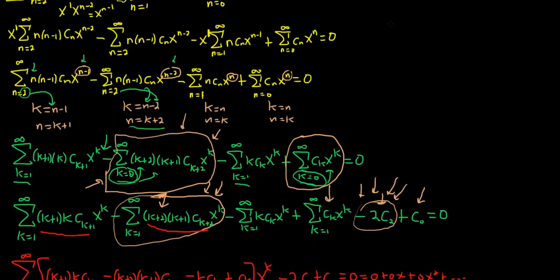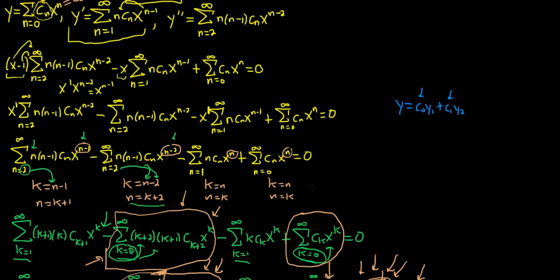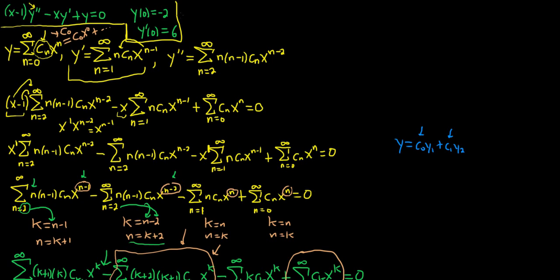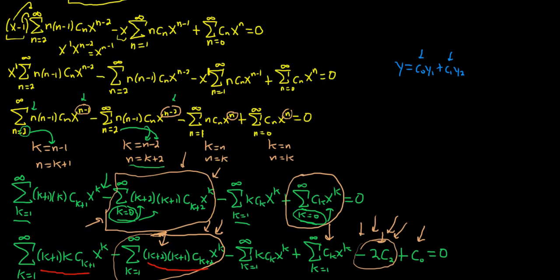So the final answer to this problem is y equals c sub 0 y1 plus c sub 1 y2. That's the final answer, where the c sub 0 is from the power series and this c sub 1 is from the power series. Now, I say final answer, after we do all of this, we still have to go back and use our initial conditions to figure out the c's. But before we get there, we have this. And so what we're going to do is we're going to exploit this fact.